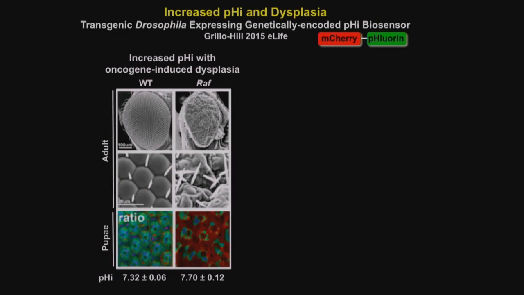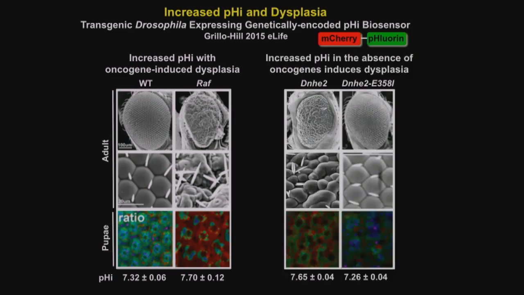So then we asked, what if we just increase pH in the absence of an oncogene? And lo and behold, we also get dysplasia. It's not quite as severe as RAF, but we do get dysplasia and a higher pH. And we did this by overexpressing a sodium proton exchanger, which is a proton efflux transporter. And we know it's pH dependent because if we express a mutant transporter that lacks proton efflux, we have no effect on the eye phenotype.